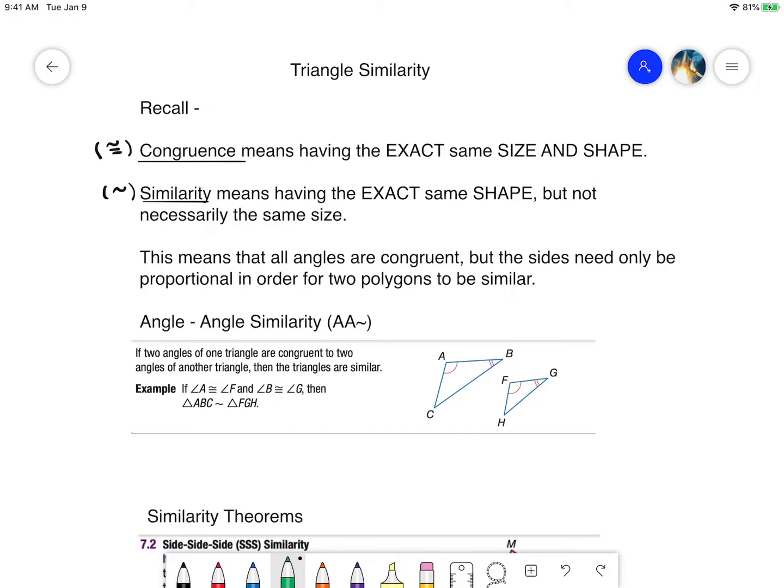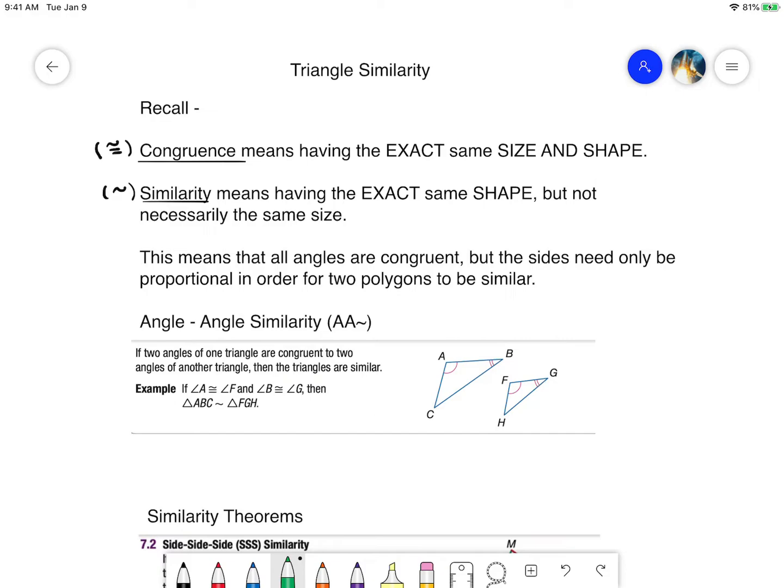Similarity is quite a bit different. Similarity means having the exact same shape, but not necessarily the same size. Some interesting things you can think about are literally right there in the actual symbol. If you look at the congruent symbol, it's got the same thing as a similarity symbol over an equal sign. So it's same size and shape, or same shape and size. With similarity, it's just the same shape.